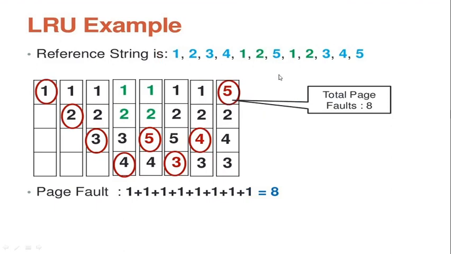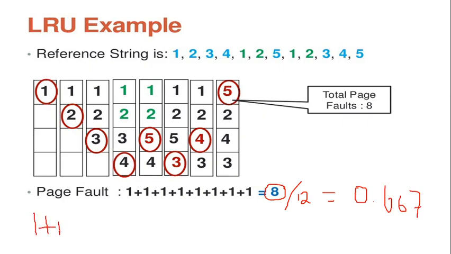So how many page faults do we have? We have 8 page faults out of 12, right? If we are going to find a ratio, then we just divide, and the resultant output, if you calculate it, will be something like 0.667.